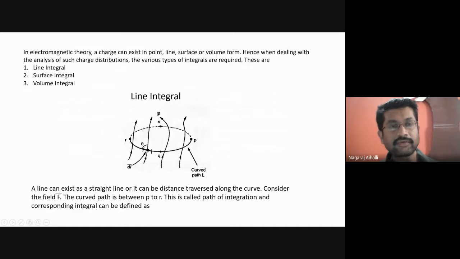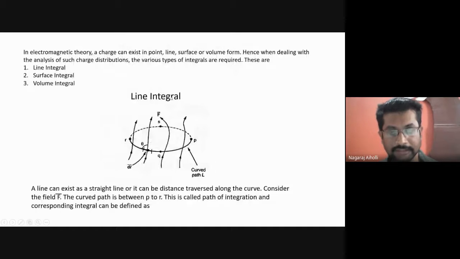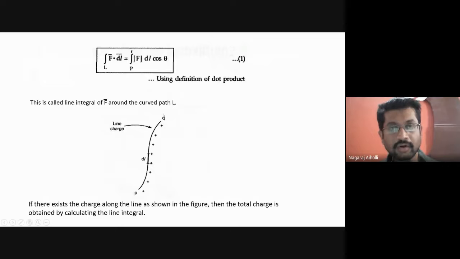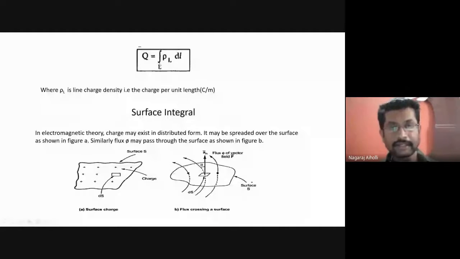Then later we have discussed what are line integral, surface integral, and volume integral. For the line integral, we have obtained the formula. Line integral of f bar dot dl bar is equal to the integral from P to R along a curve of f bar dl cos theta. That is the projection of f bar on dl bar according to the definition of the dot product. If I integrate the charges over the line, that will give me the total charge, that is Q equals the line integral of rho L dl, where rho L is charge per unit length.